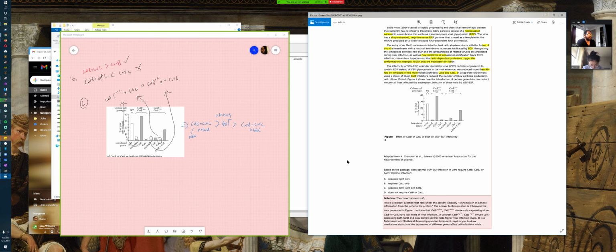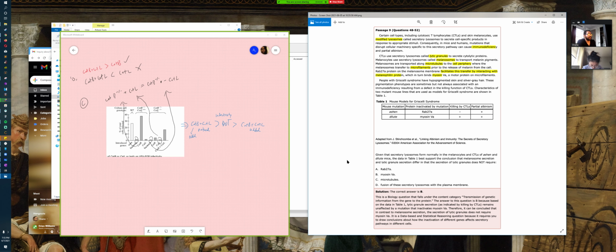Cool. Let's see the next one. Given that secretory lysosomes form normally in the melanocytes and CTLs, which are cytotoxic T lymphocytes, which I think are the same as natural killer, something like that. Killer T cells. Cytotoxic T cells equal killer T cells. But natural killer cells are different, right? Yeah, they're part of the non-specific, I think. Got it.